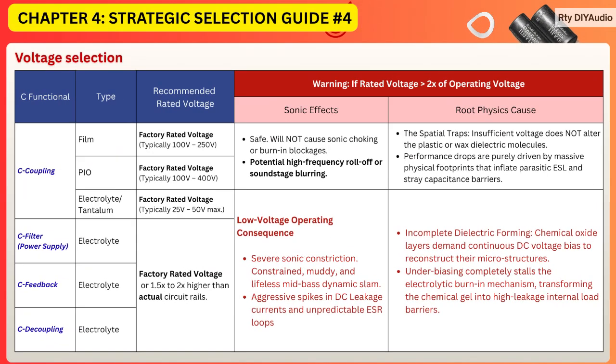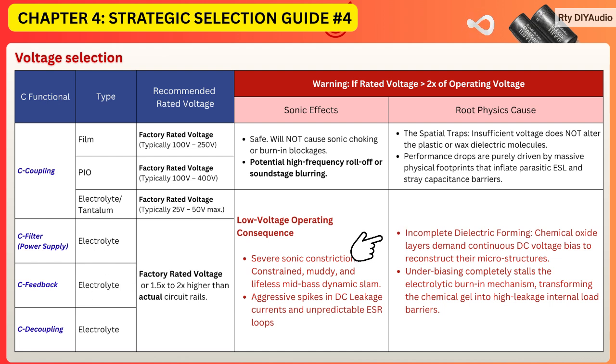Look at Part 4. Let's master your rated voltage selection and uncover the severe acoustic dangers of dielectric underbiasing. For C coupling film and paper and oil packages, strictly upgrade using factory-rated voltage specs, typically between 100 to 400 volts, to keep physical dimensions compact and prevent parasitic ESL inflation. But for all electrolytic and tantalum packages across your C filter, C feedback, and C decoupling nodes, you must strictly enforce a safety threshold of 1.5 to 2 times higher than actual circuit rails.